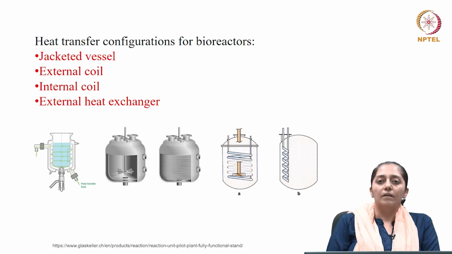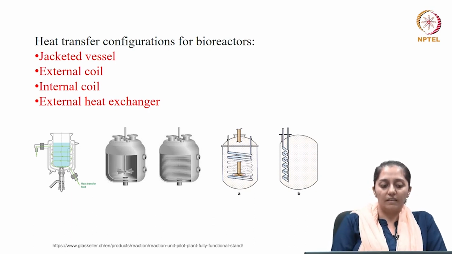Then for sterilization, especially in lab scale reactors, you may come across jacketed vessels. Then with increase in the size of the reactors, there can be external coils wound around the reactor. If the size of the lab scale reactor is very small, you may also see heating and cooling fingers given inside the reactor.